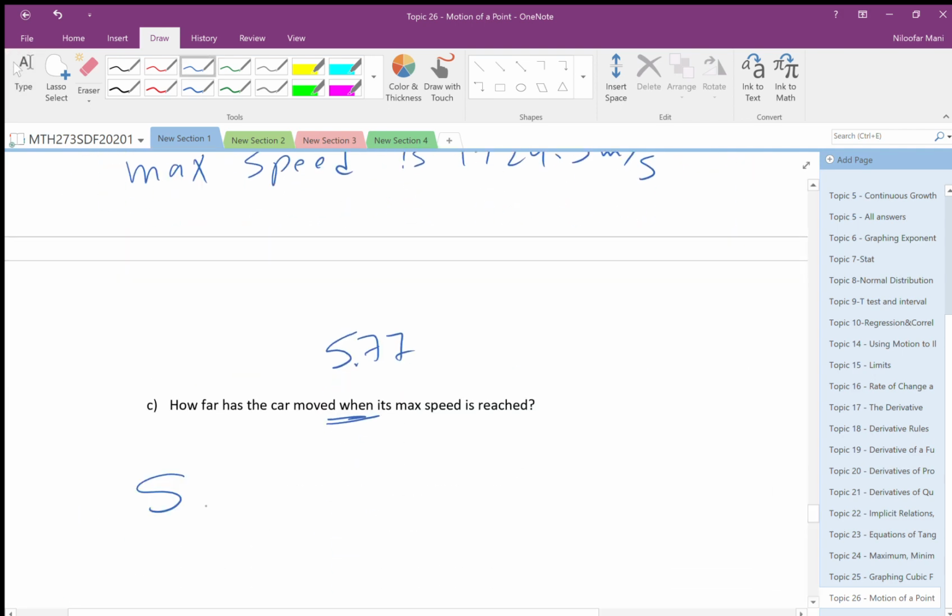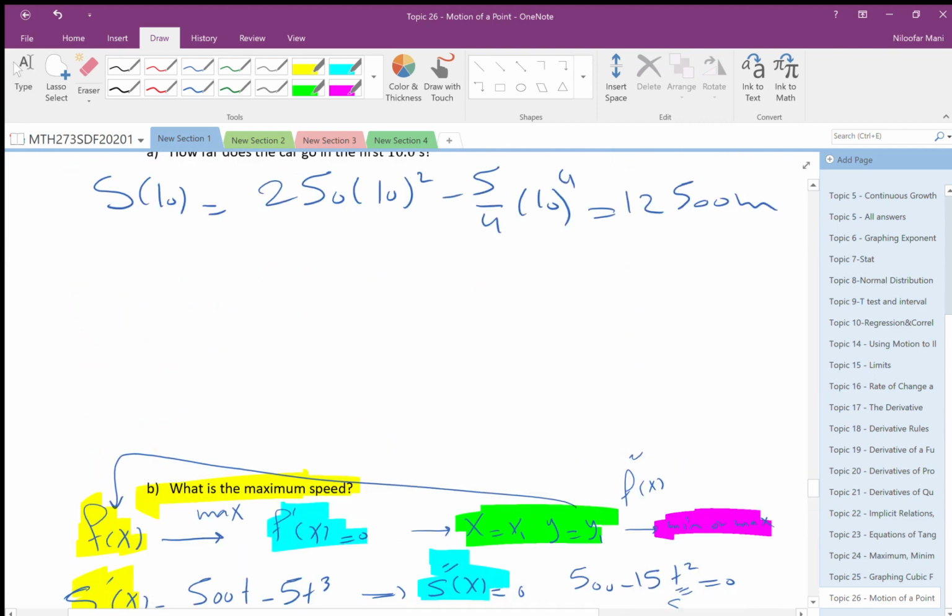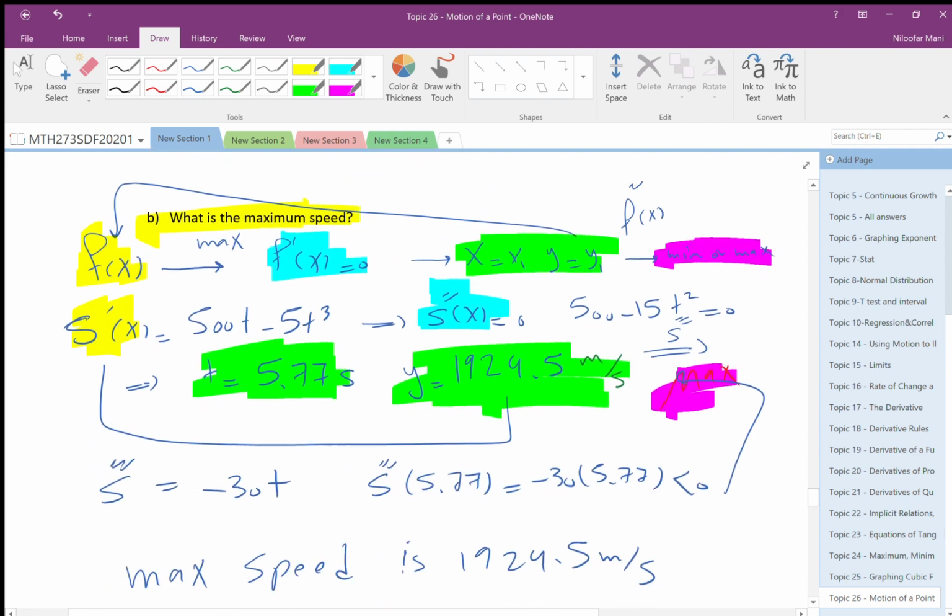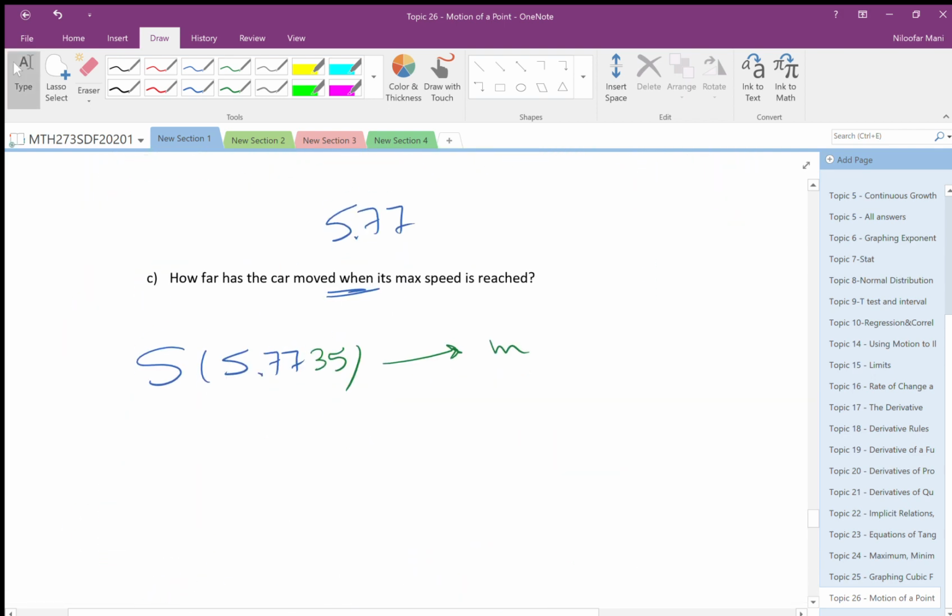So I substitute 577, or I substitute 5.773. I think it was 35. Yeah, because I don't want rounding and rounding, so I include more points. Okay, and I find the answer. And the unit will be meter, if I'm correct. Yes, the unit will be meter, and you have to add a sentence.